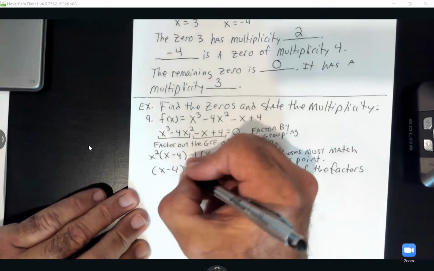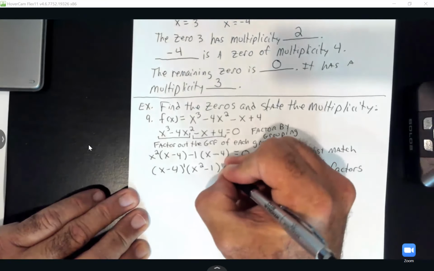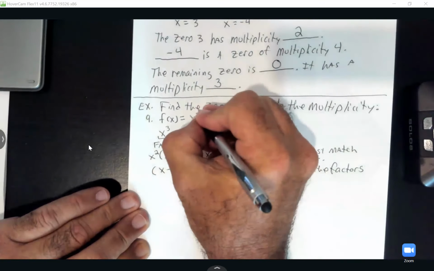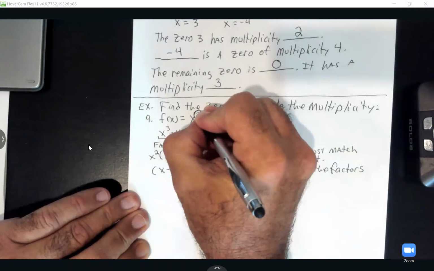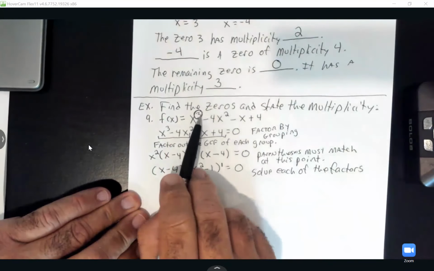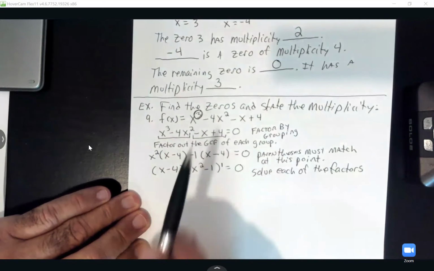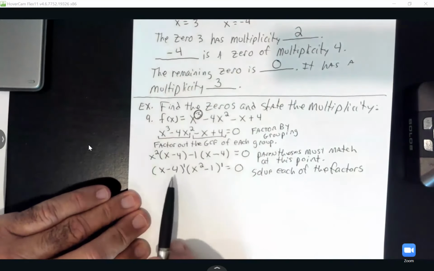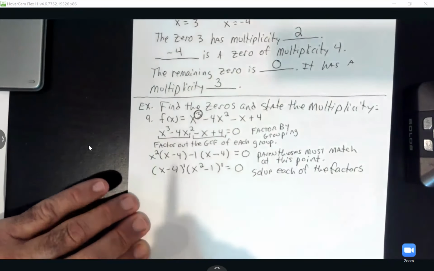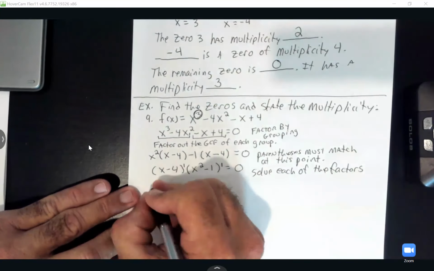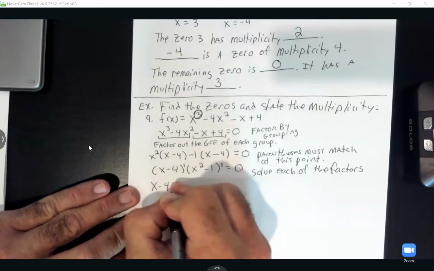So these would both have a 1 by them. Now y'all check this out. Since this highest exponent up here was a 3 when I started, that tells me I need 3 zeros out of these two factors. So the highest exponent tells you how many zeros you should get. So let's find our zeros by setting both of these factors equal to 0.